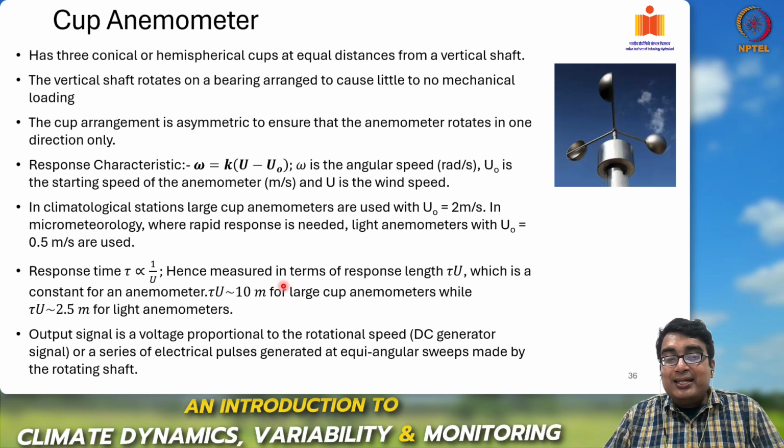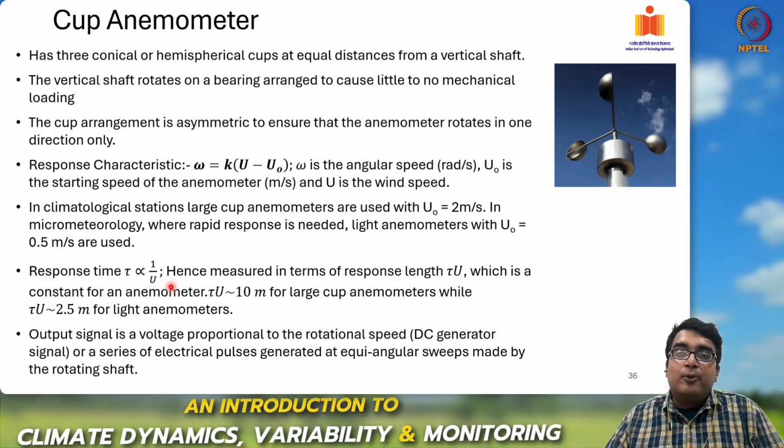The proportionality constant is itself dependent on the size of the anemometer system itself. So, for large cup anemometers, where U0 is also large, the proportionality constant is around 10 meters. So, tau u is of the order of 10 meters. What this means is tau is proportional to 10 by u for large cup anemometers. Hence, tau is equal to 10 by u for large cup anemometers, where u is in meters per second.